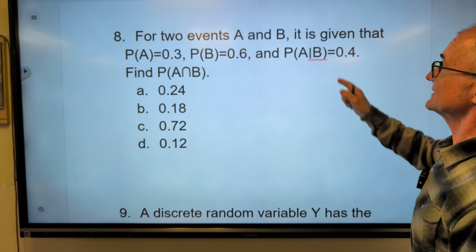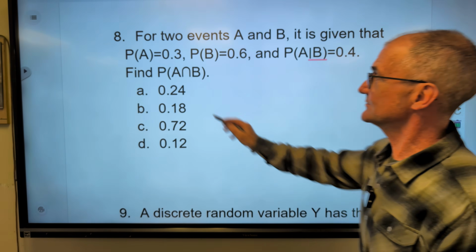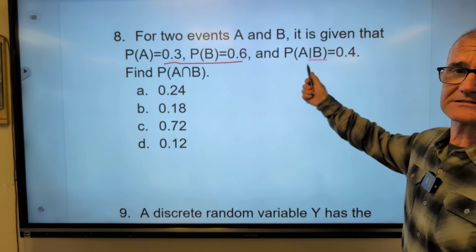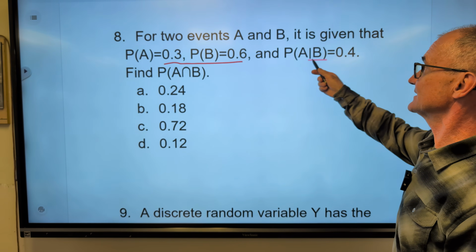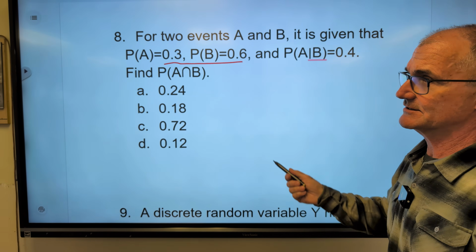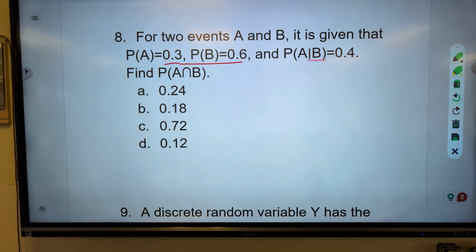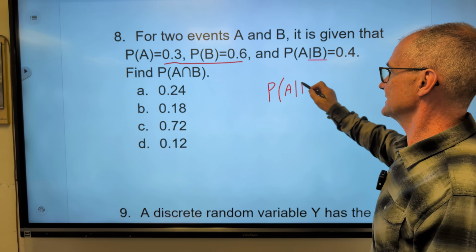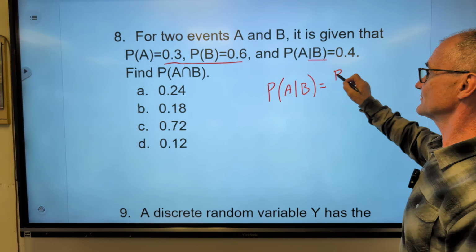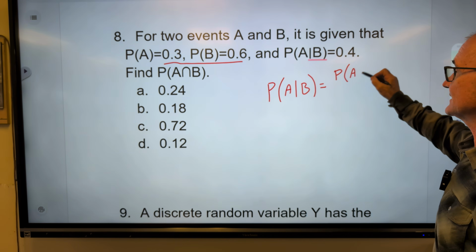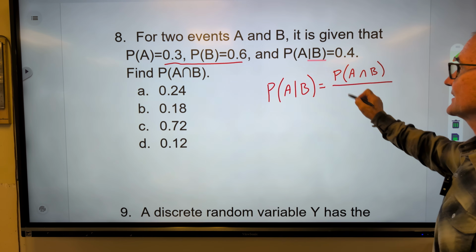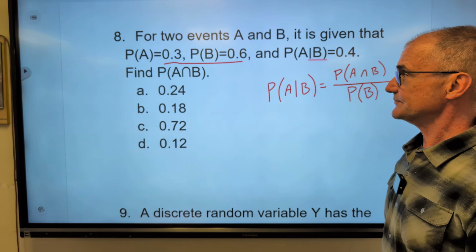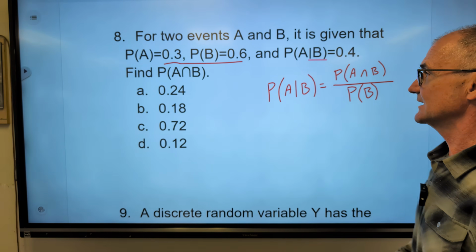For 2 events A and B, it is given that the probability of A is 0.3, probability of B is 0.6, and then this is conditional probability. The probability of A given B is 0.4. Find their intersection. This one's a little tricky. You need to know the equation. The probability of A given B is equal to the probability of A intersects B divided by the probability of B. This is in your formula booklet, so you can find it there. But that's a good one to know.